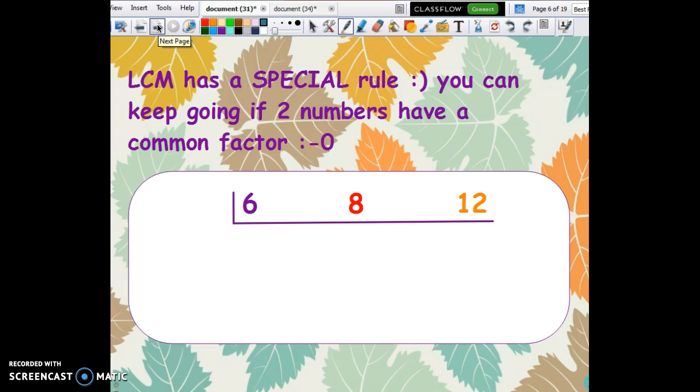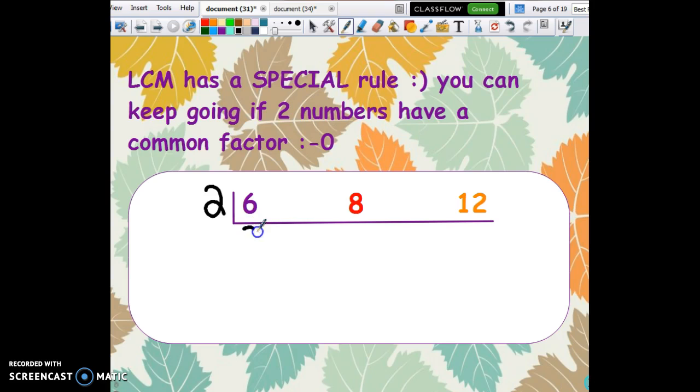Now there's one more rule with LCM, okay? For greatest common factor, all three numbers have to have something in common in order to factor it out. But LCM has a special rule. You can keep going if two numbers have a common factor. So let's take a look. First, start off with 3. See if the three numbers have something in common. I see here that 6, 8, and 12, they're all even, so I can take out that 2.